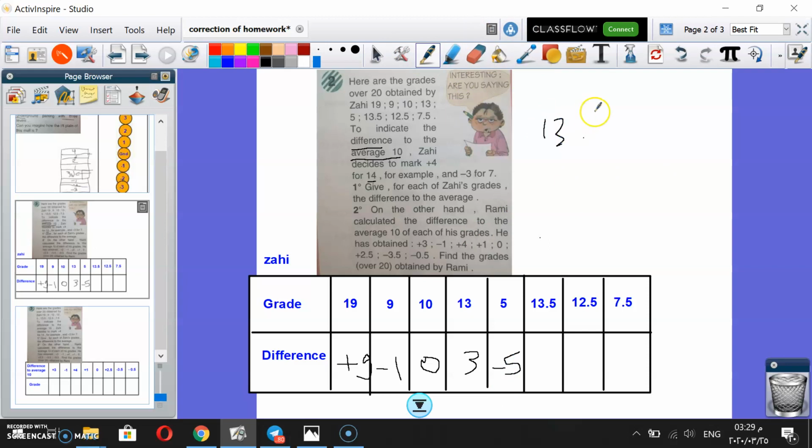13.5 over 20. The difference is 13.5 minus 10. You can put them on the number line. Suppose that this is 1, 2, 3 here. For example, is the 13.5. I have the negative sign, so I will go 10 units to the left. So I will reach 3.5. Okay. So plus 3.5.